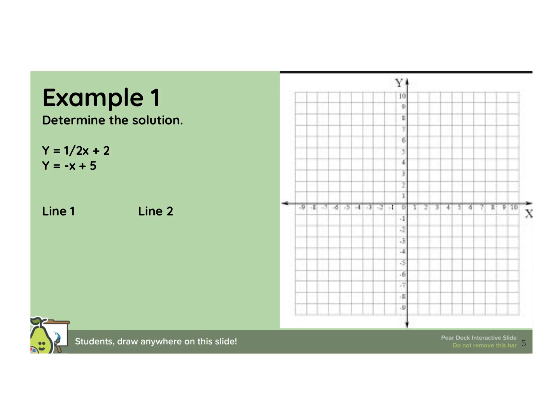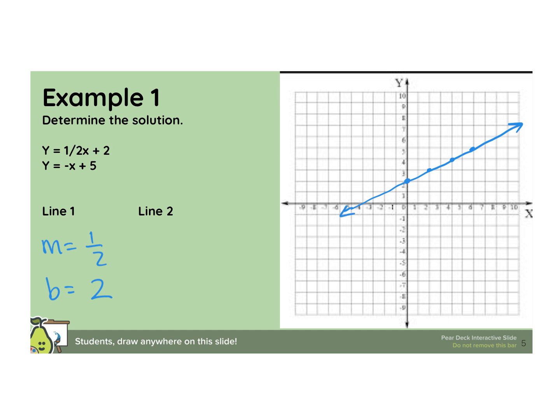All right, so we are determining the solution. We have two equations, so we're going to graph these. For line 1, my slope is 1/2, and my y-intercept is 2. So start at 2, and then 1/2 means I go up 1 and right 2, up 1 and right 2, up 1 and right 2. And I'm going to connect this with a long line, and I'm going to add arrows.